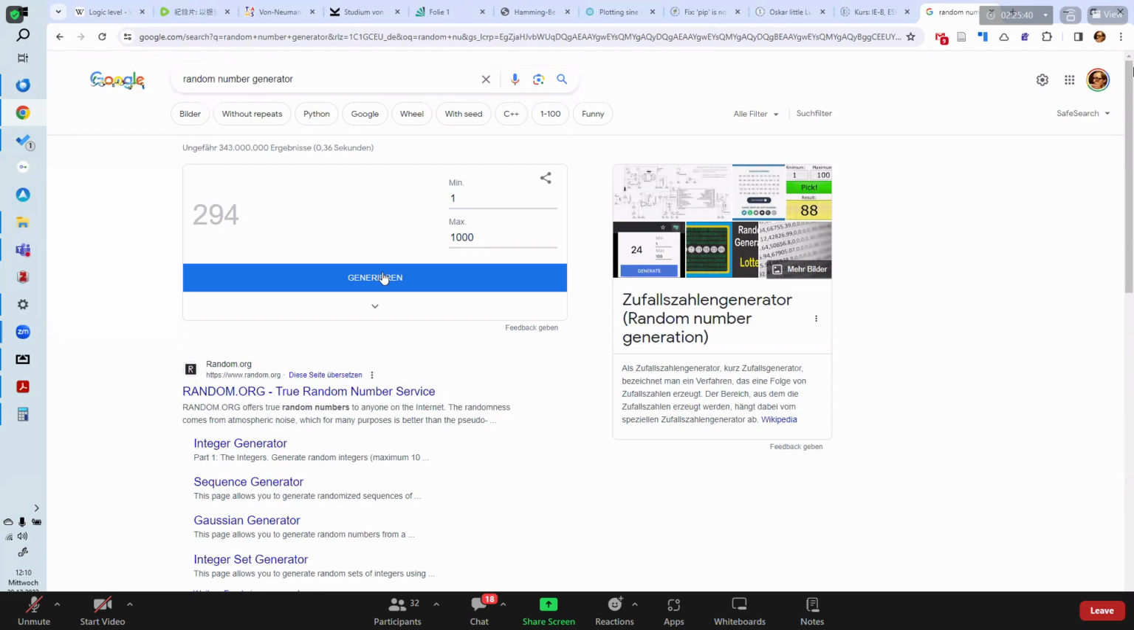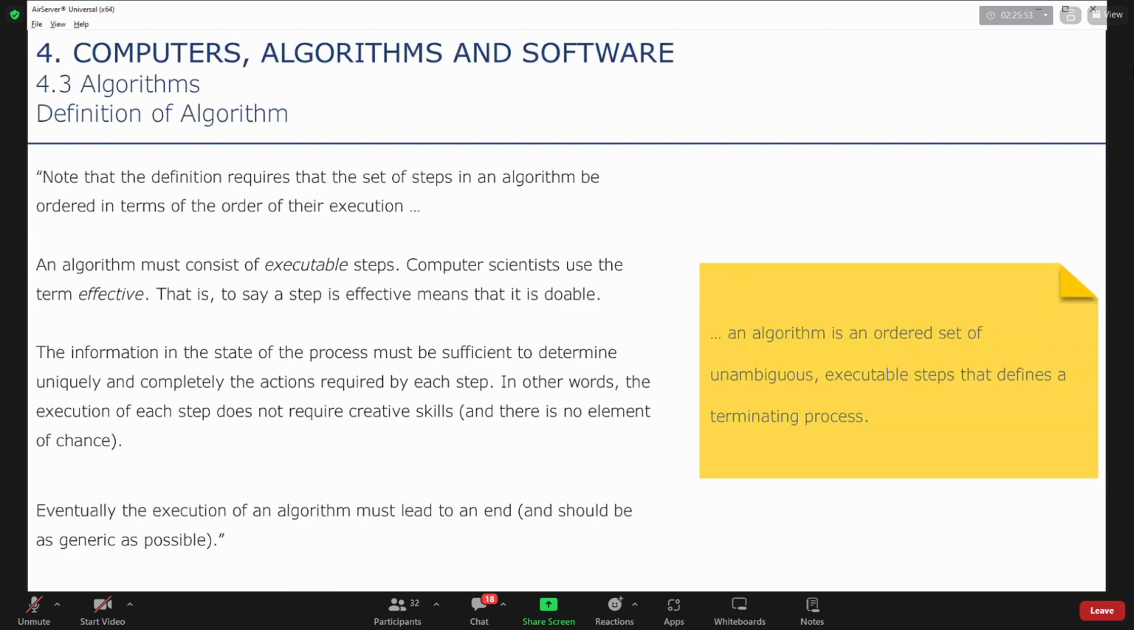But if we come back to our definitions here, an algorithm means that you are not having any creative skills, so there is no element of chance. In a random number creator, we just assume there is, but it is not, because that's not a random number like you would create if I'm asking you to think of any number.